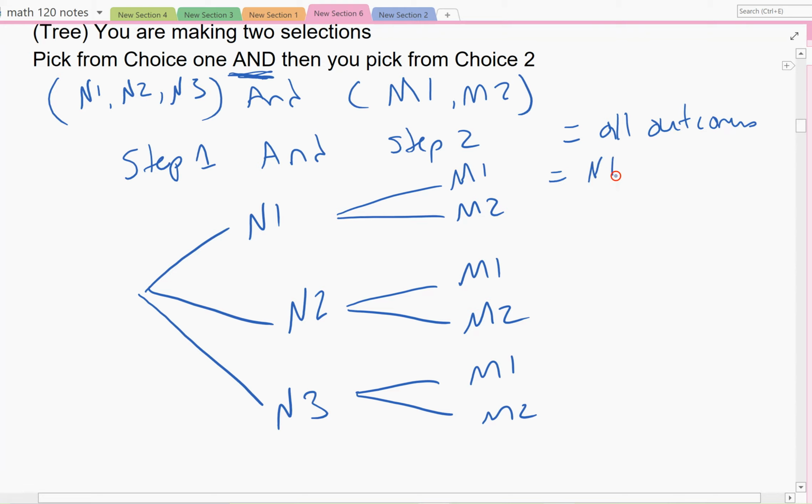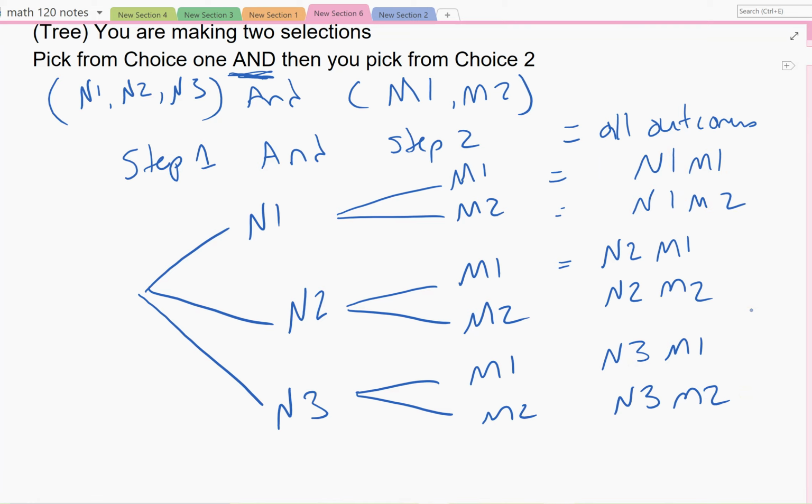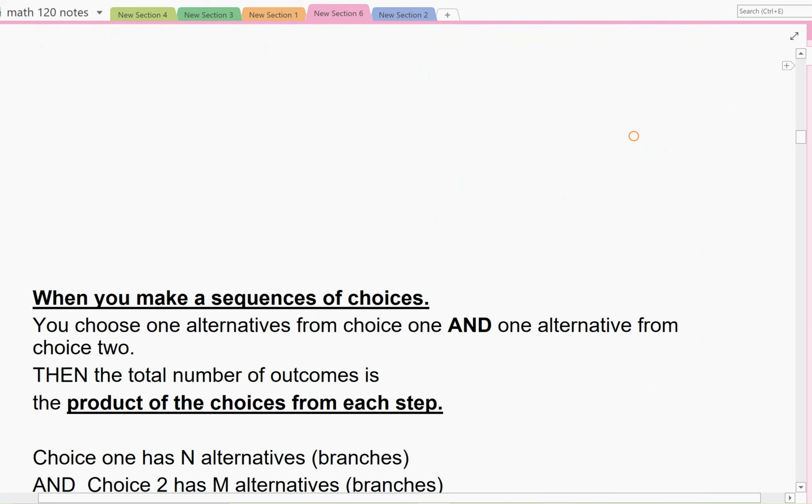All right, I would have N1 and M1, N1 and M2. N2 with M1, N2 with M2. N3 with M1, N3 with M2. And there are all my outcomes. There are 6 outcomes, right? This is the multiplication process. I had 3 choices from step 1 paired with 2 choices from step 2, and so I multiply 3 times 2, there are 6 total outcomes.